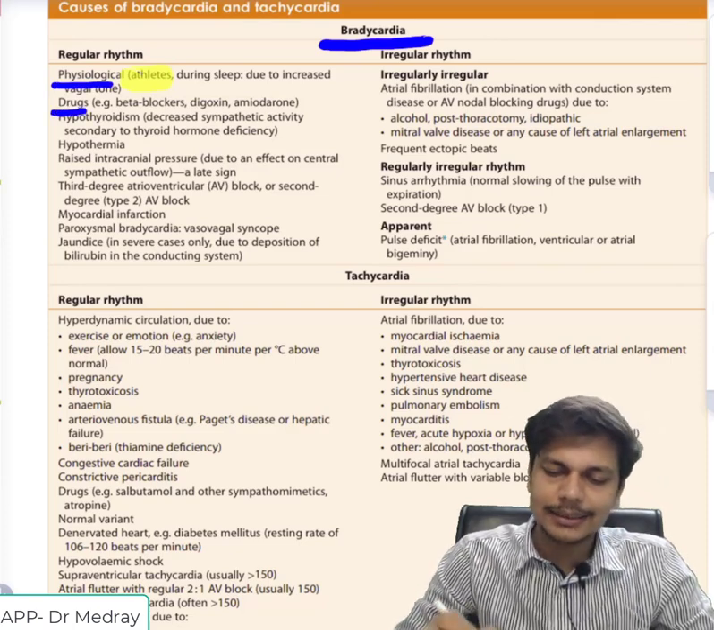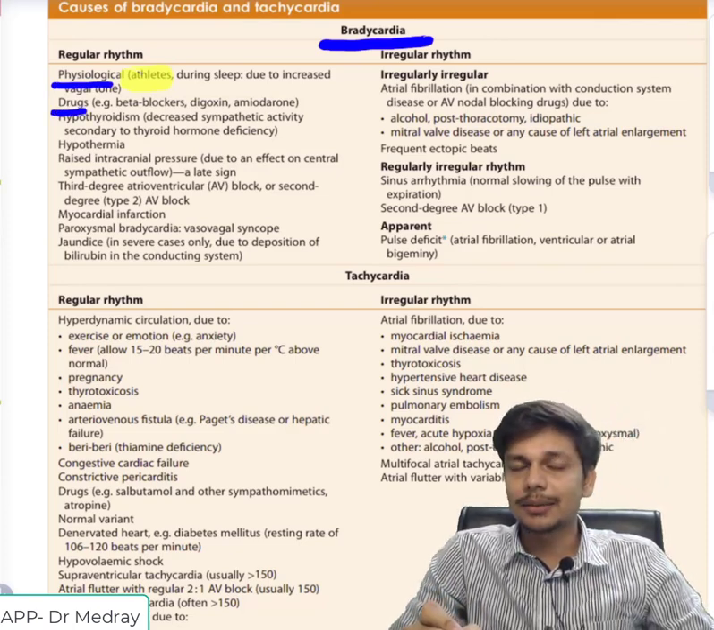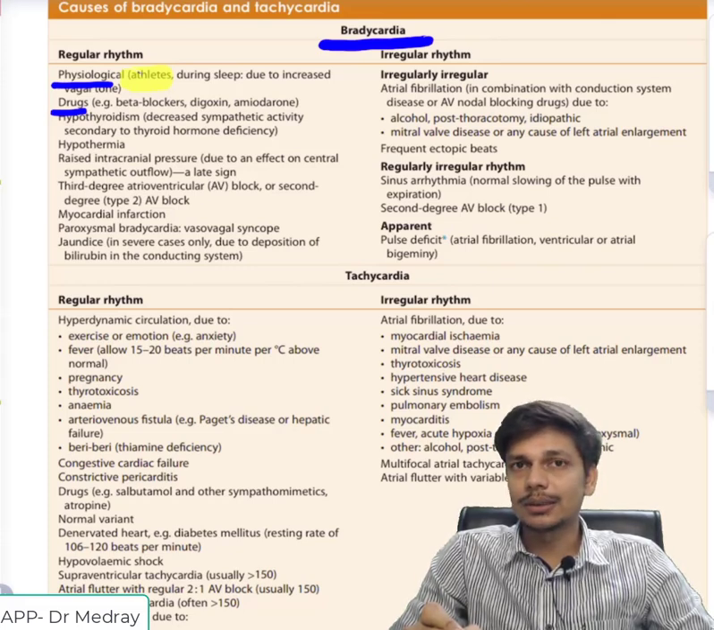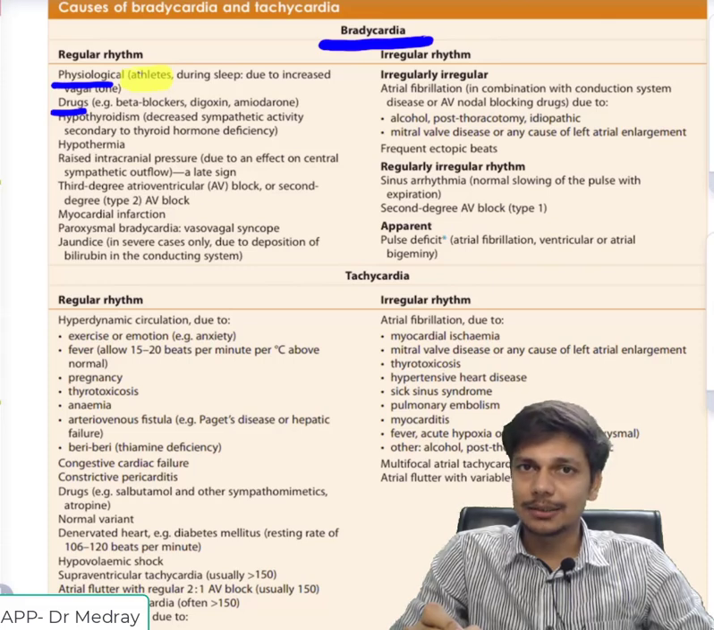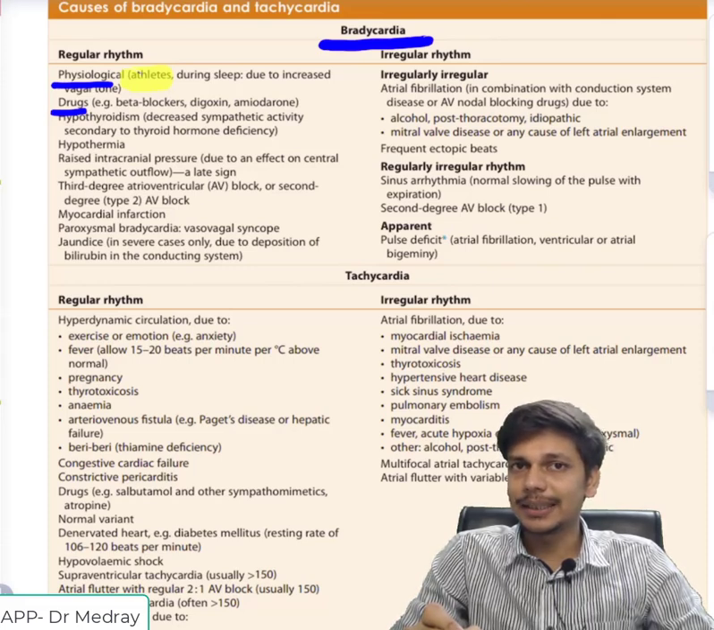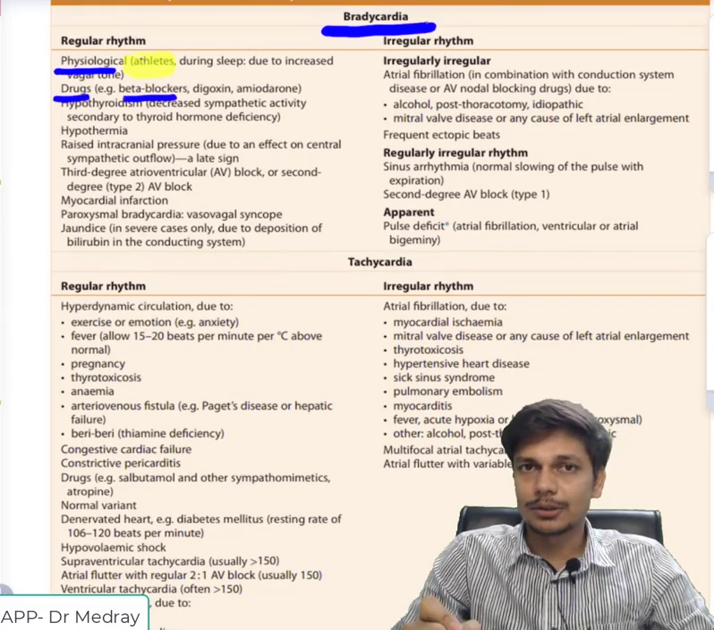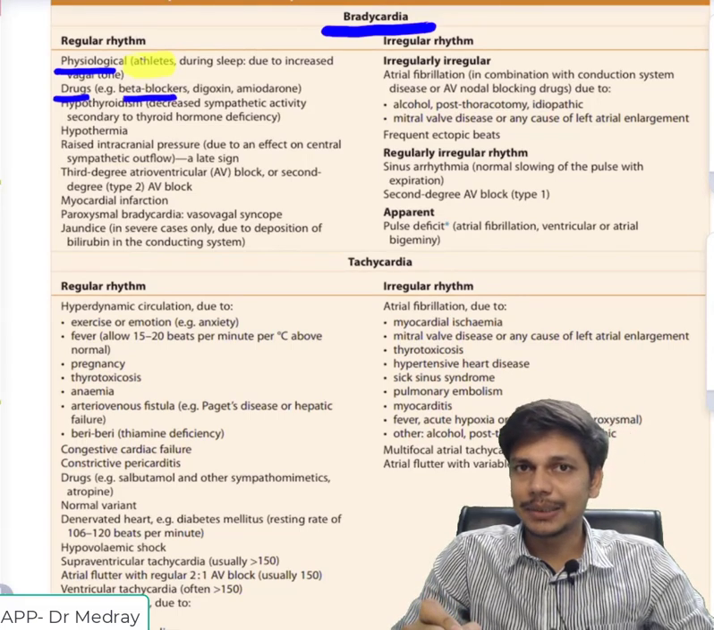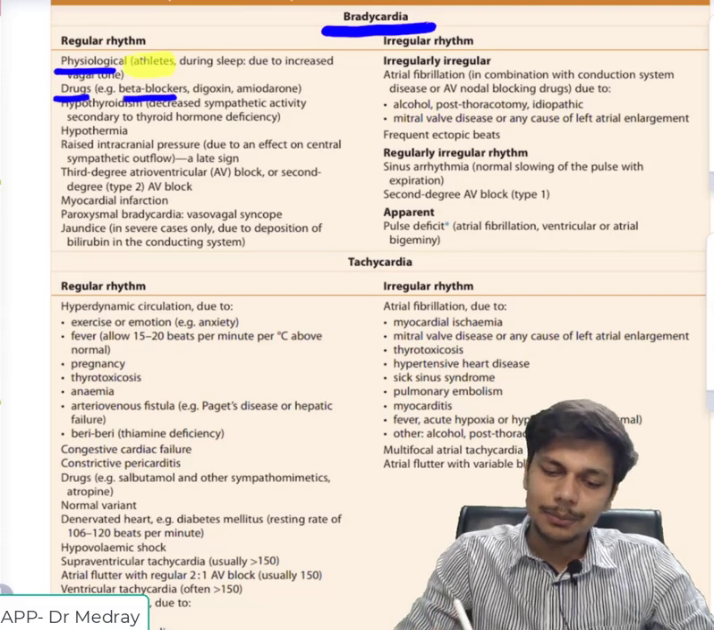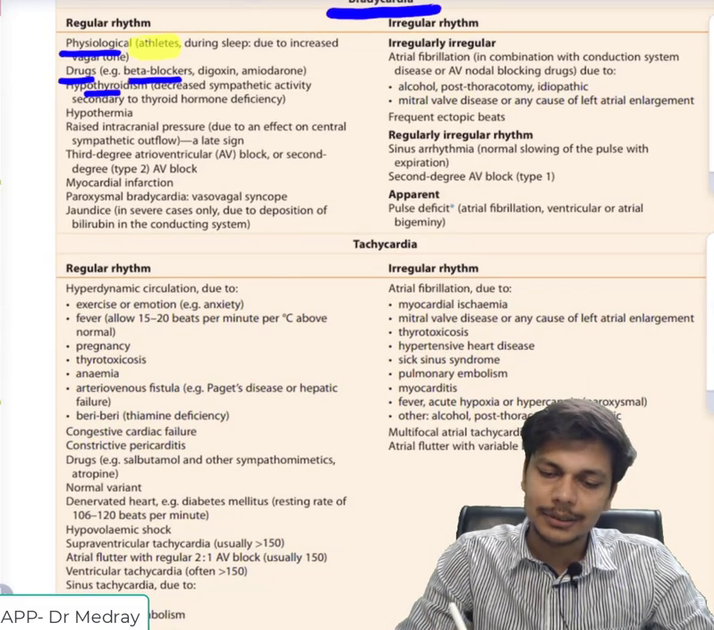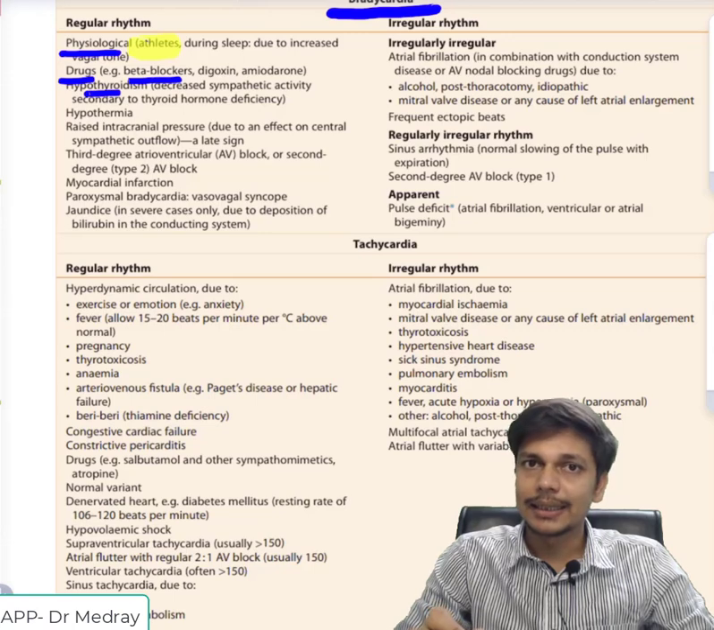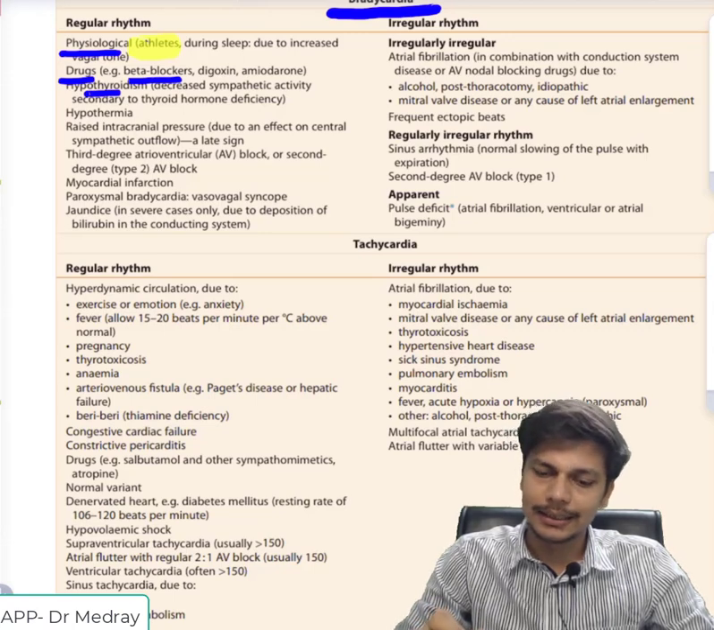Some drugs can cause bradycardia. If the patient is taking some drugs which inhibit the SA node, as the impulses are generated from the SA node, mainly beta blockers, it can cause bradycardia. So if the patient is taking a beta blocker, there can be bradycardia. Digoxin and amiodarone can also cause bradycardia. Hypothyroidism, as we have discussed, can cause bradycardia, and hyperthyroidism can cause tachycardia.